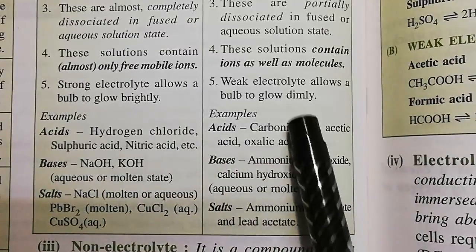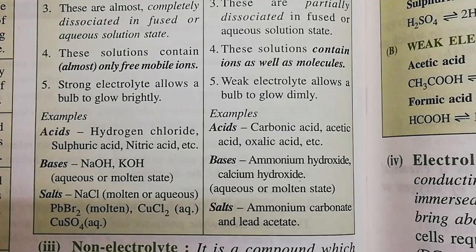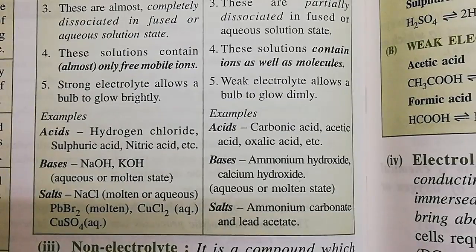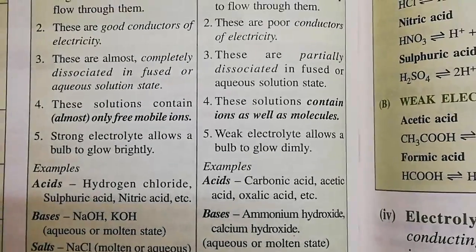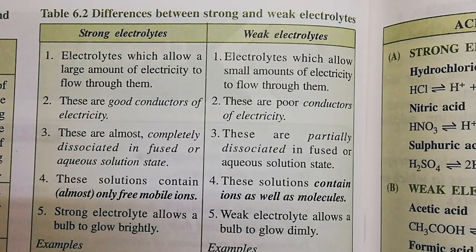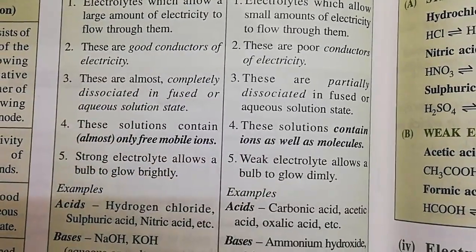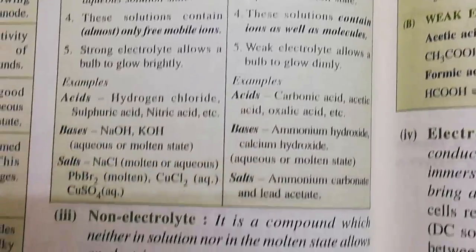And the weak electrolytes are weak because they ionize partially, with a smaller amount of ions produced in the aqueous or molten state. So these are the weak electrolytes. Hopefully you got what strong electrolytes and weak electrolytes are, and their behavior and their examples. Now we'll move to non-electrolytes.